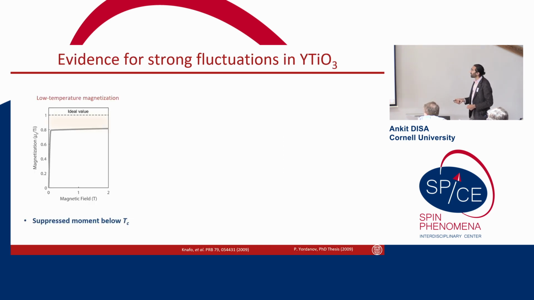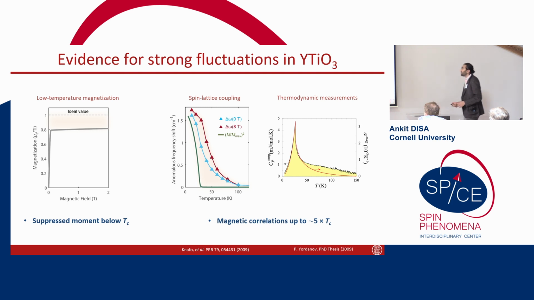Another example is that what you find at very, very low temperatures, when you increase the magnetic field, the saturation magnetization is quite low relative to the ideal spin 1/2 value. Similarly, if you look at high temperatures above the transition, you see signatures essentially in specific heat and also in phonon frequencies that show you that there are short-range spin fluctuations that are very strong that live up to temperatures in excess of 3 or 4 times the equilibrium Tc.